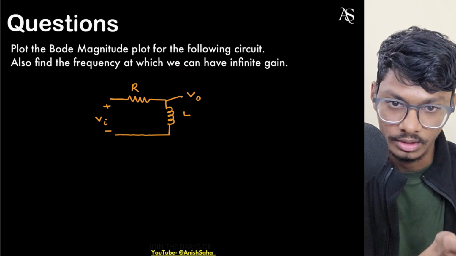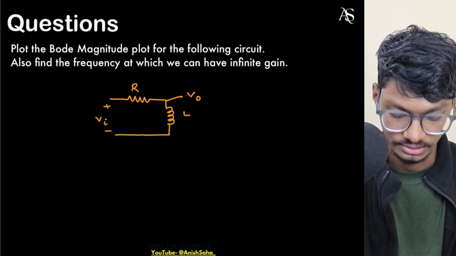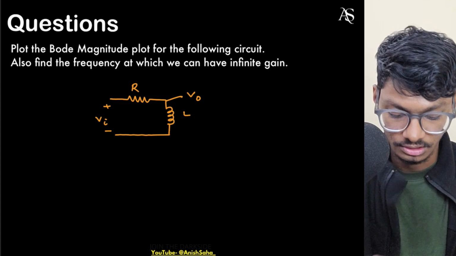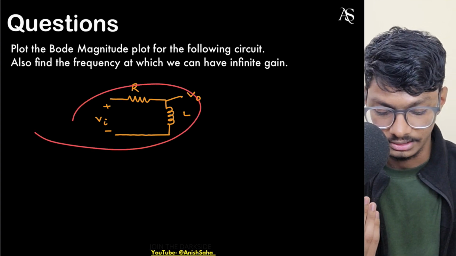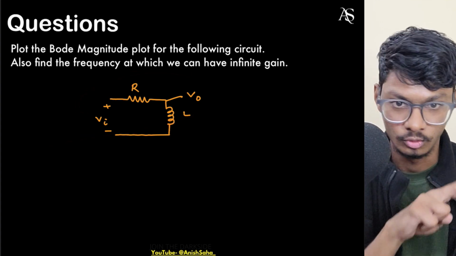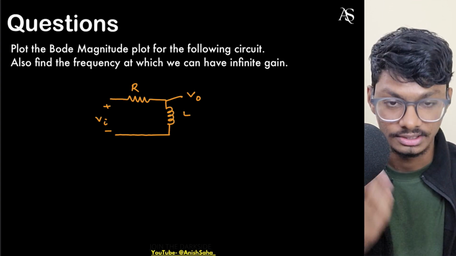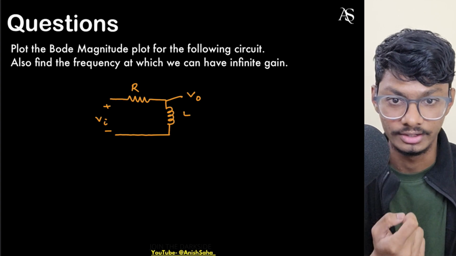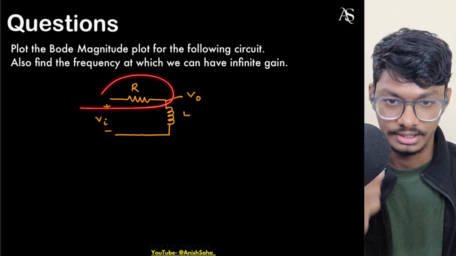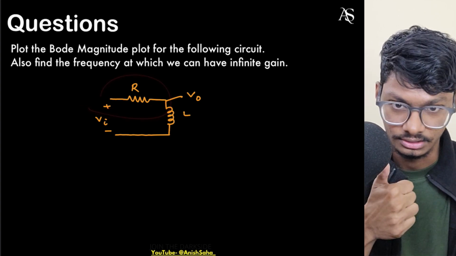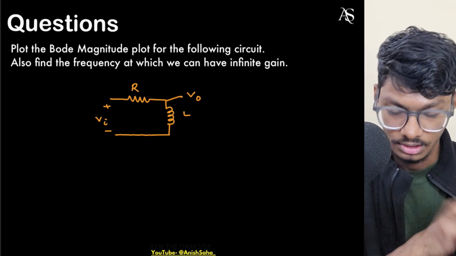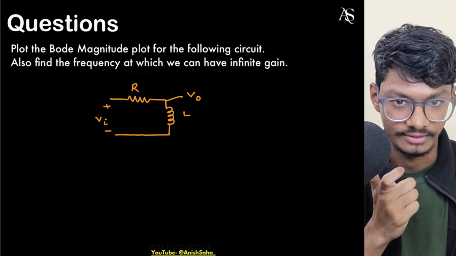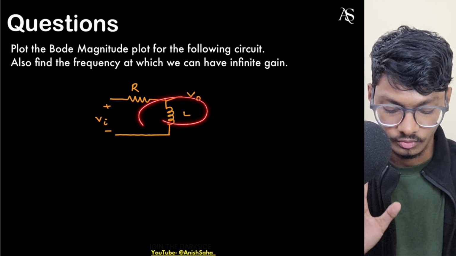For plotting the Bode plot, we have to find the poles and zeros of this circuit. You can either do it with the transfer function method, convert this to the Laplace domain, and then directly solve for Vo over Vi of s, or you can find the poles and zeros intuitively. So how do we find the zeros intuitively? There are two methods: either you can break the link, or you can short the output. Here, can we break the link? No, we can't, because this R is a constant value. We can't change anything, so we can't break the link.